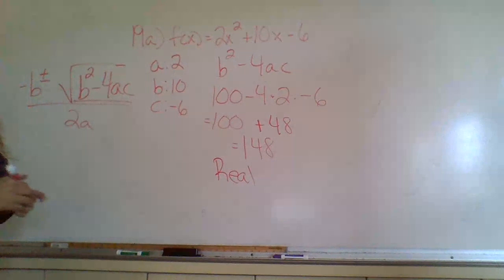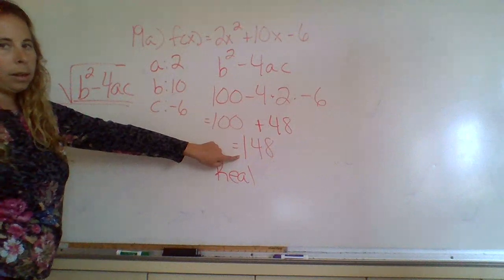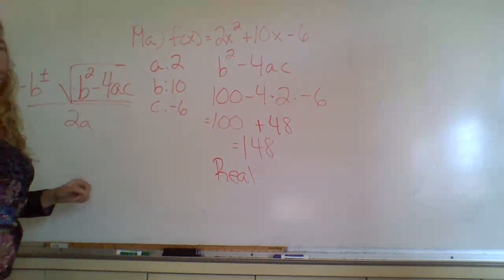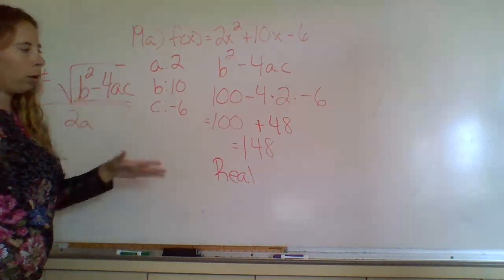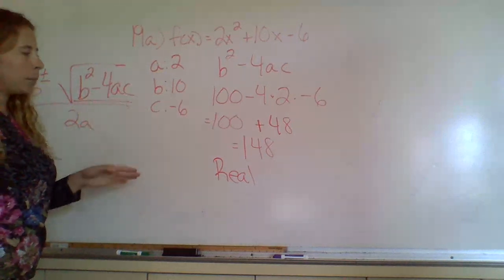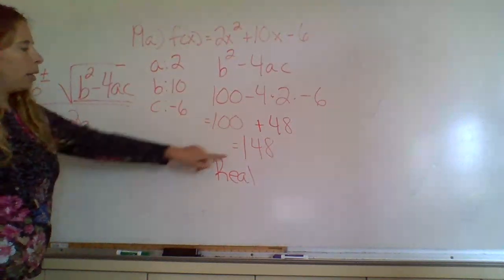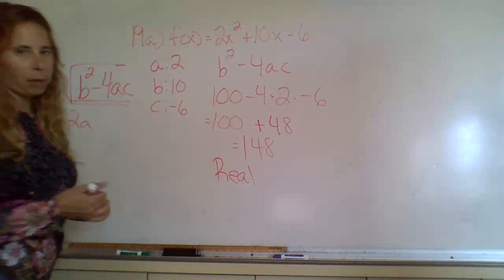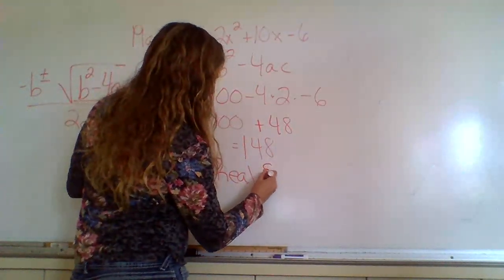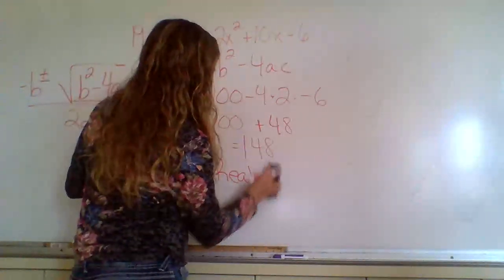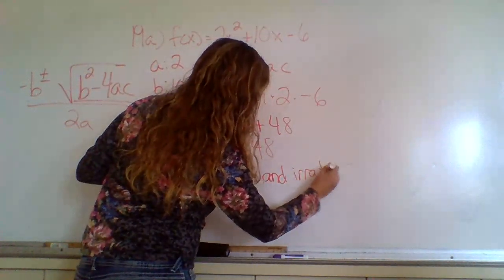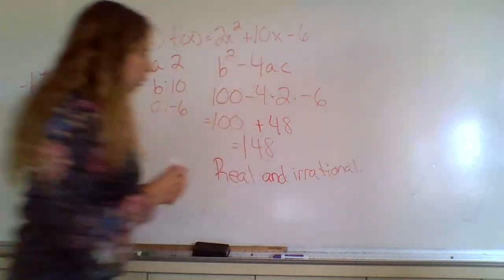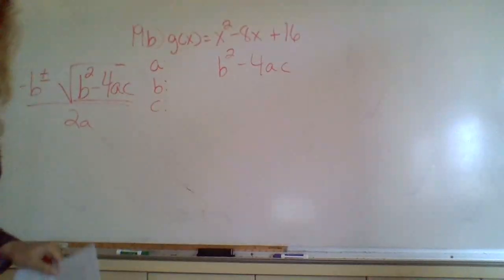Now, is it rational or irrational? The difference here: if it's a perfect square, then it is rational. So if you take the square root of 148, if you get a whole number, it's rational. If you get a decimal, it's irrational. Okay. 148 is not a perfect square, so your roots are real and irrational.